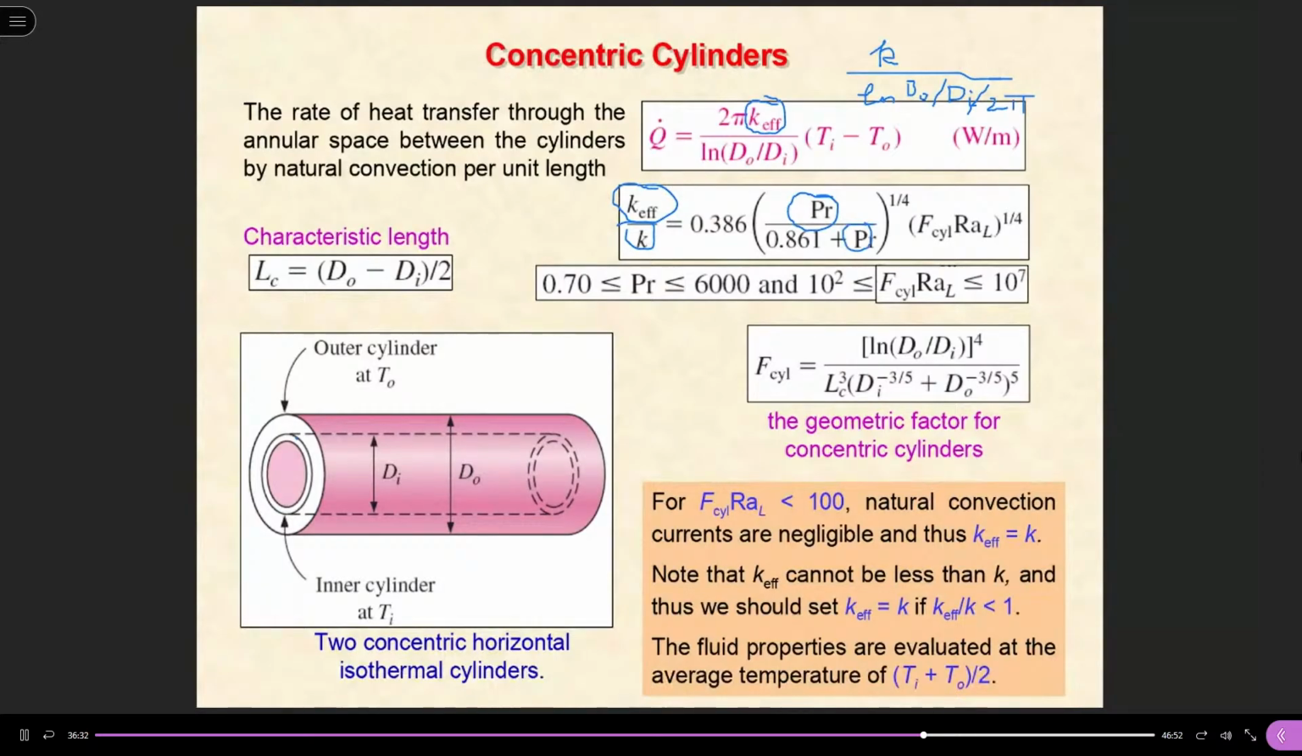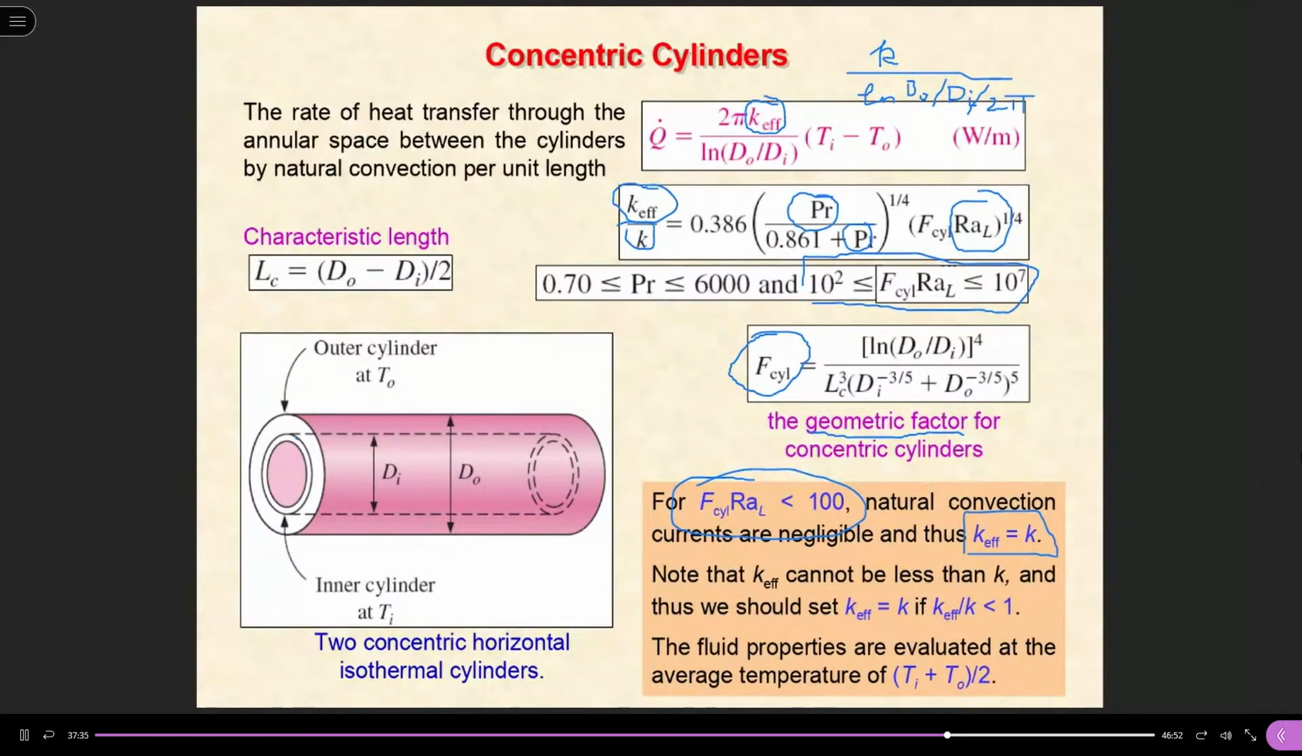On the right hand side is the equation to calculate the effective conductivity. Again, Prandtl number and Rayleigh number, but in addition, we have this factor, which is purely dependent on the geometry. This is called the geometric factor for concentric cylinders. When this number is smaller than 100, it's almost pure conduction; when this number is large, you need to do this calculation. If it's smaller than 100, you can just use pure conduction. This is of course for two concentric horizontal isothermal cylinders, a horizontal case.